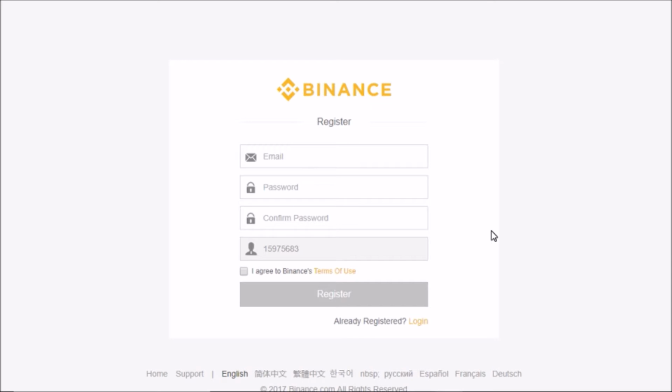So when you register an account, you put your email address, your password, and confirm your password. And this is my invitation ID. You're going to click agree, and then click on register. Once you do that, I like Binance because you don't have to put in your ID or the last four numbers of your social security number. Basically, they let you do anonymous exchange if you're doing under 2 Bitcoin transactions.